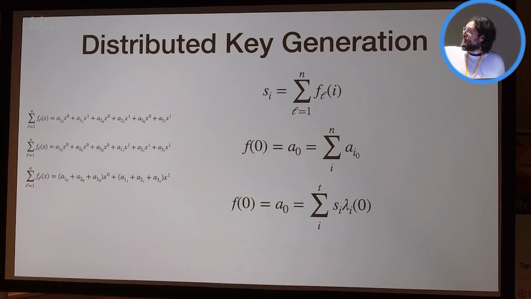So a participant i's share, s_i, is the sum of the shares that they received, which are the evaluations of all the polynomials. Similarly, our secret, f of 0, is the sum of all the participants' secrets, their own respective first coefficients. And if we want to interpolate the secret using Shamir secret sharing, we take the share times lambda, the Lagrange coefficient at 0. We sum them together, and we would get to this coefficient A0 that nobody knows.